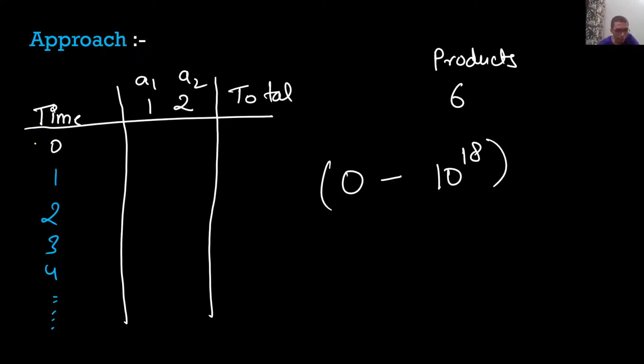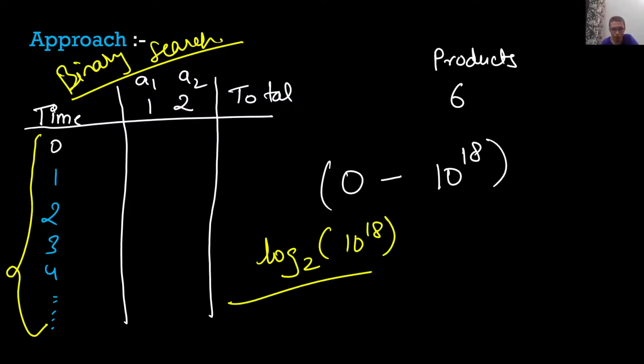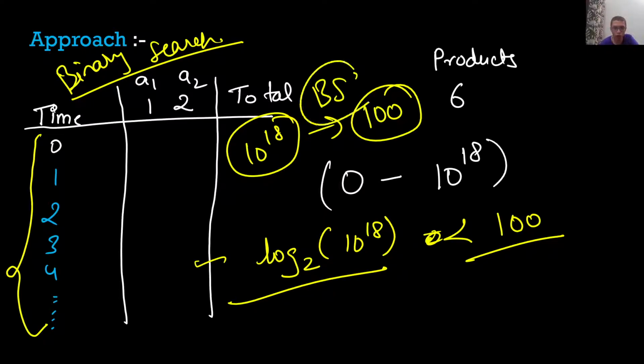Now, if I could predict the time over here using binary search, then it would take log base 2 of 10 to the power 18 number of steps, right? Roughly around log base 2 of 10 to the power 18 steps. If I find this, then this should be less than 100, right? So I can convert what could have been 10 to the power 18 steps to roughly around 100 steps if I use binary search over here.